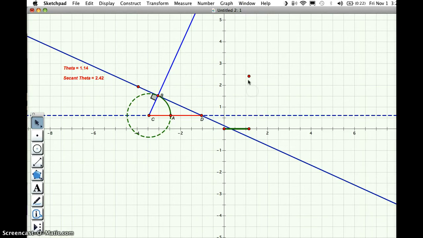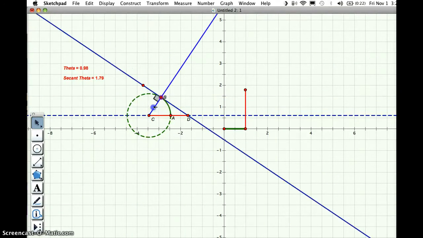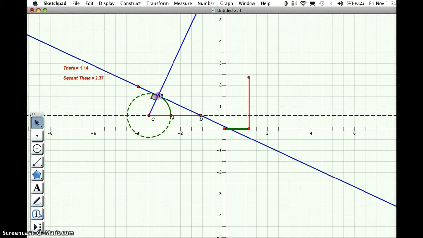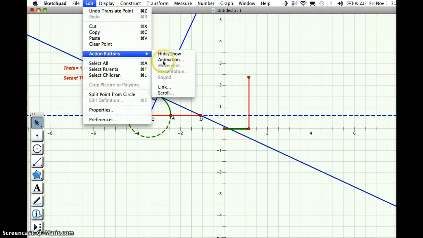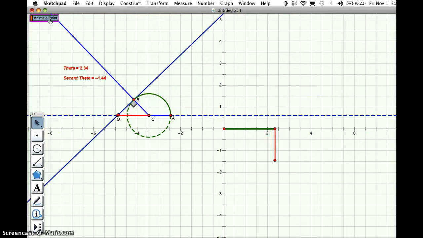Now a new point appears on the graph. We want to show this represents the value of secant theta, so we will construct a red segment so we can see how it correlates to CD in the graph. As point B on our circle is moved, the lines on the graph also change. We want to see the shape that this varies at, so we will click on point B, go to Edit, Action Button, Animate. Now we have a button that animates point B.